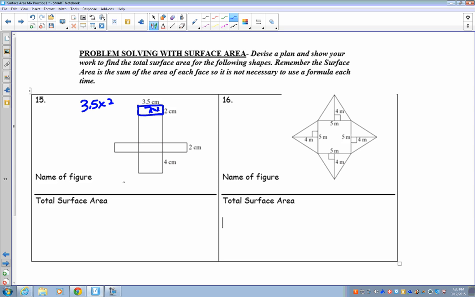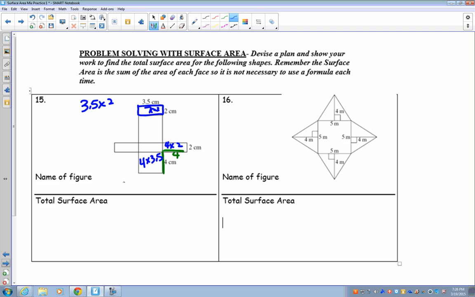And then I'm hoping you see that, and I'll try to highlight it. This 4, if I fold it up, would line up with over here. So that lets me know that that's 4 as well. And so basically we have a 4 by 2 here, and then inside of here, this would be a 4 by 3.5. So find the area of each face and find the total surface area by just adding them up.